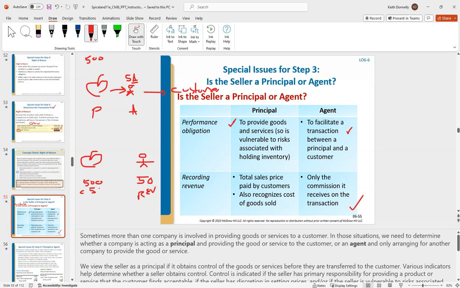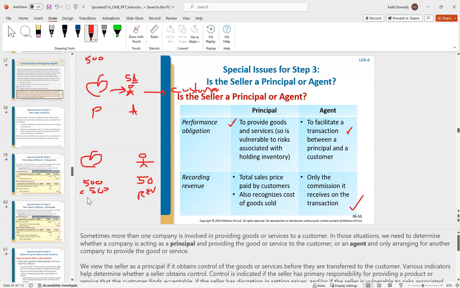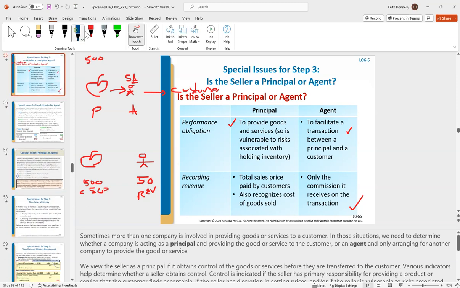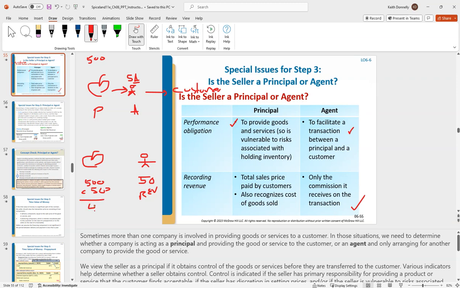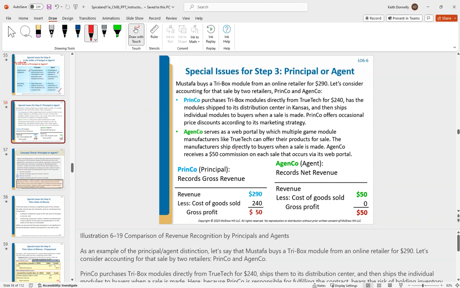They're going to back out the $50 expense, the commission they pay him. So their net will be $450, right? That's the idea here when there's a principal and an agent, and that's what it's showing here. You're going to treat that as an expense. The selling commission is an expense.